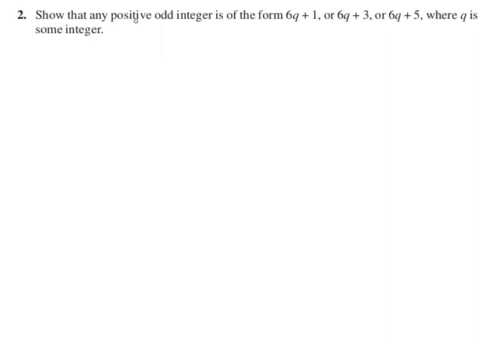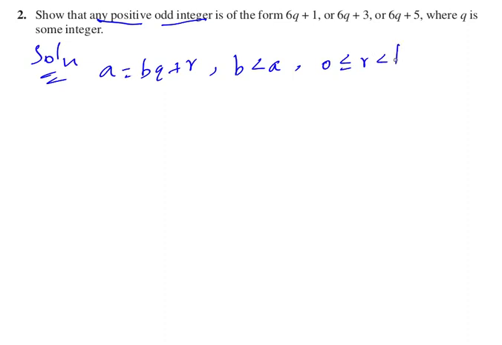Show that any positive odd integer is of the form 6q plus 1, 6q plus 3, 6q plus 5, where q is some integer. Here also we are considering any positive odd integer. Only odd integers we have to consider. So let me write Euclid's division lemma. The basic format of Euclid's division lemma is a equals bq plus r. b should be less than a, and the range of r is 0 less than or equal to r less than b. This is Euclid's division lemma.